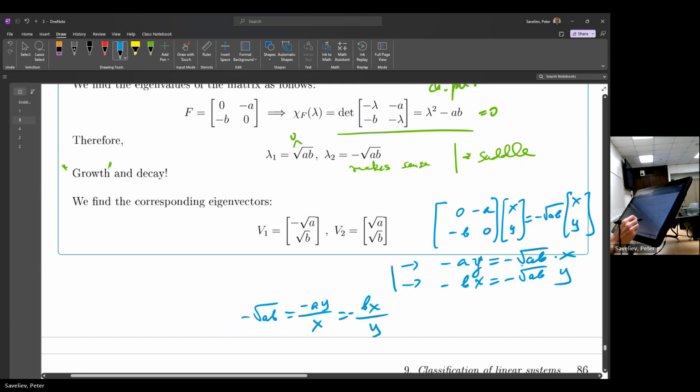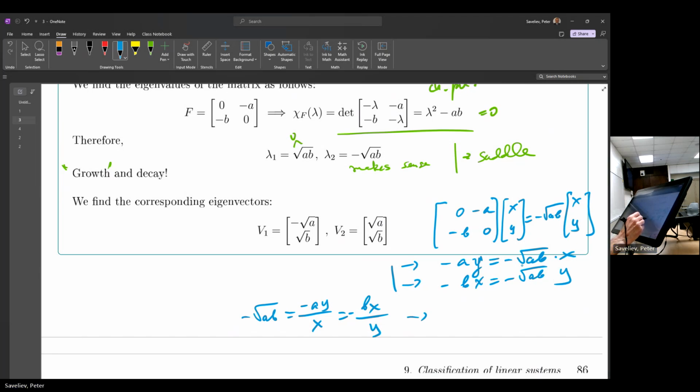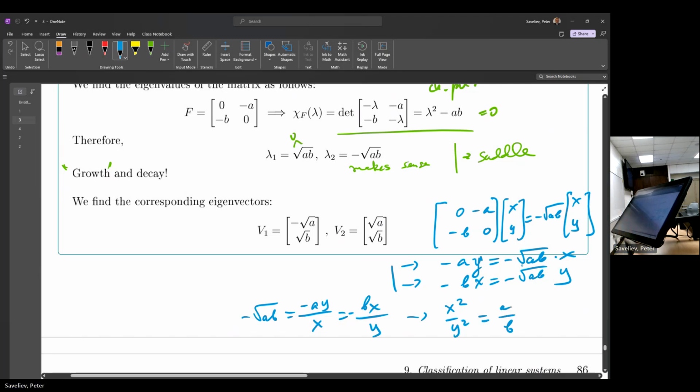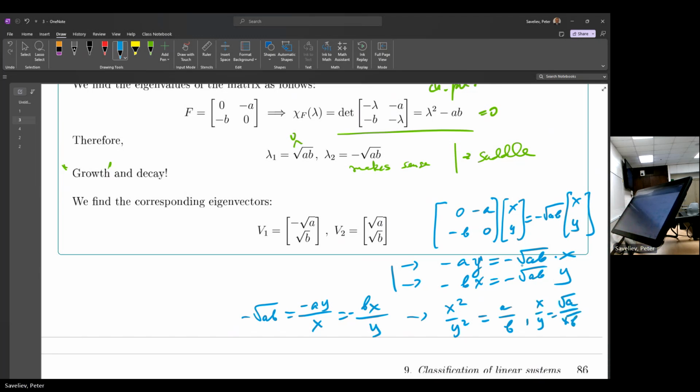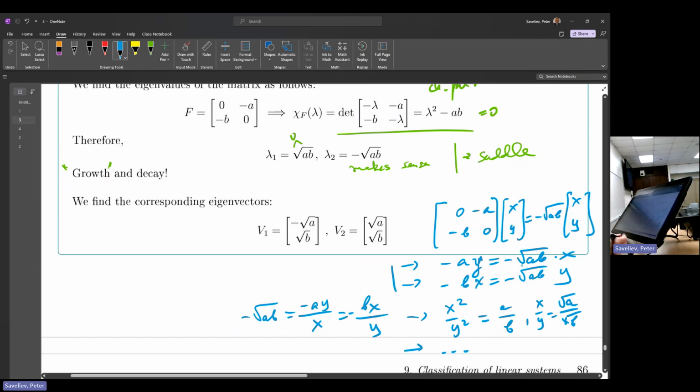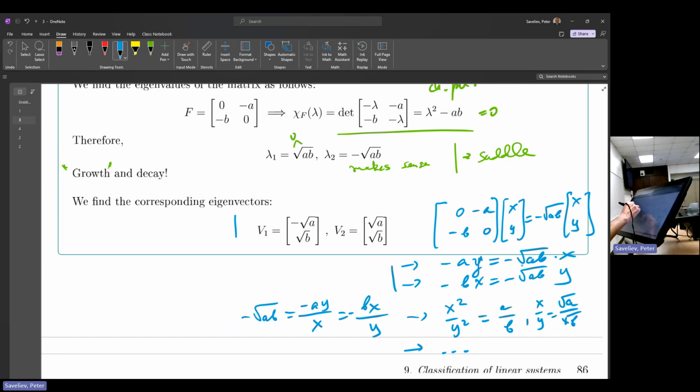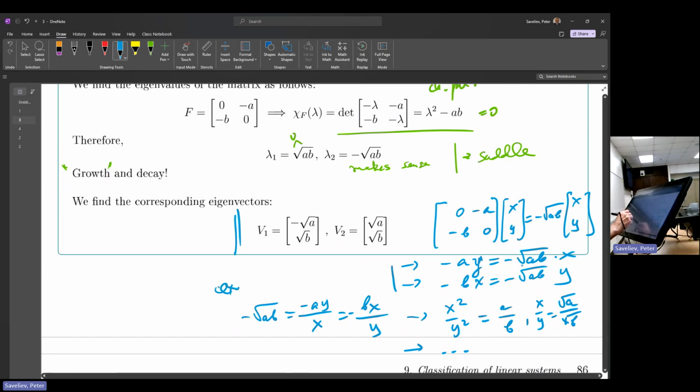In other words, x squared over y squared is equal to a over b. So x over y is equal to square root of a over square root of b. Yes, so it works out. It works out. So this is an exercise.